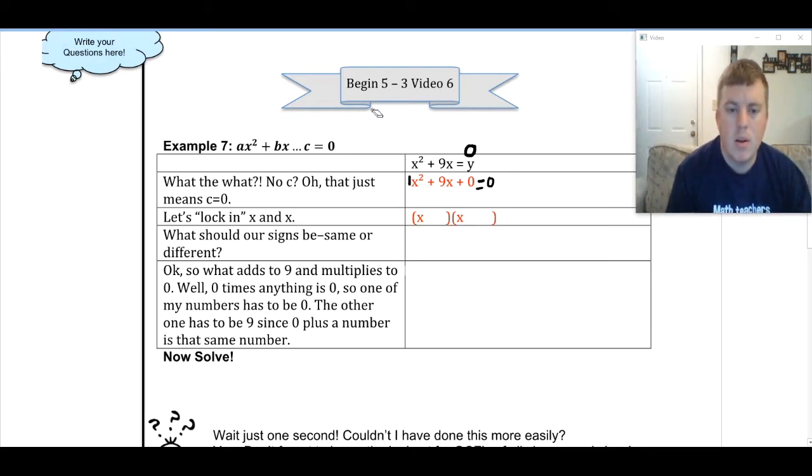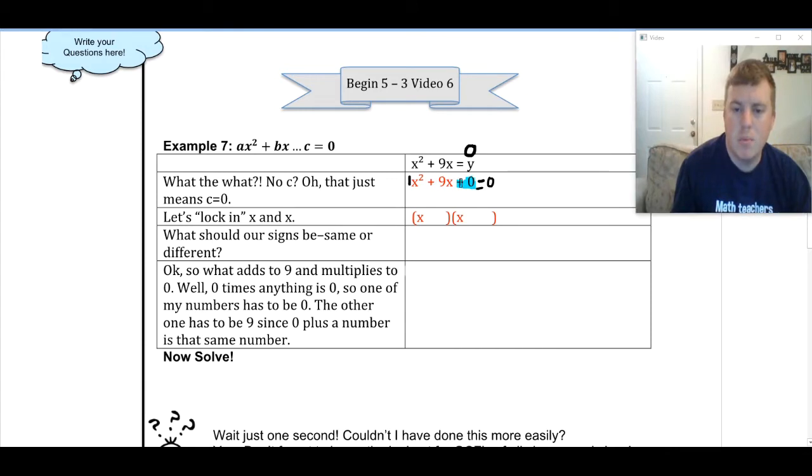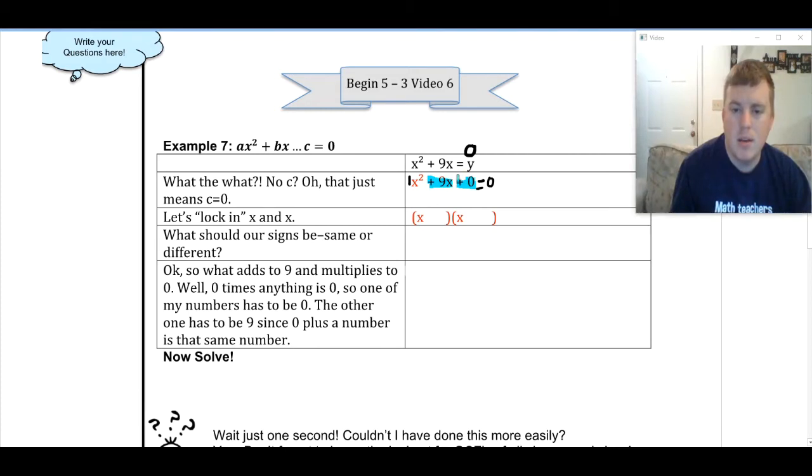And now we want to look at whether our signs should be the same or whether they should be different. So looking at my signs, I'm going to have a plus 0, and a positive 9x. Now this can be a little bit tricky, just because 0 is not normally thought of as positive or negative, but we are writing a plus 0 here. So that means our signs are going to be the same, either both addition or both subtraction. Now in this problem, I do have a positive 9x in the middle, so that means both of my signs are going to be positive. I'm going to fill it in as x plus and x plus.